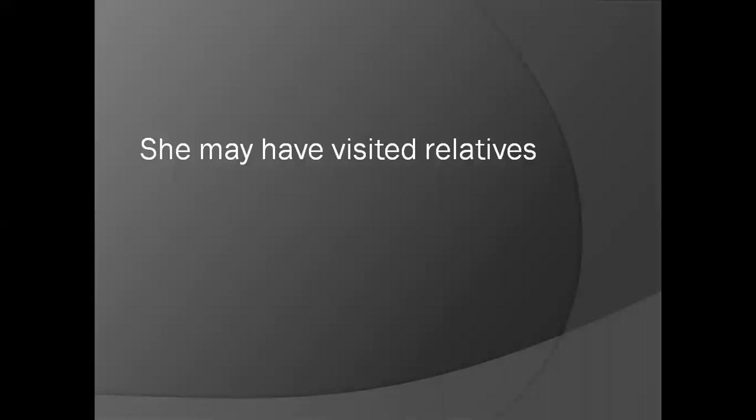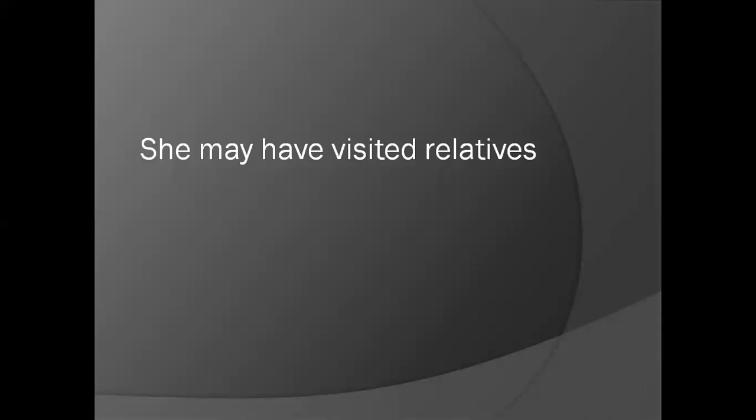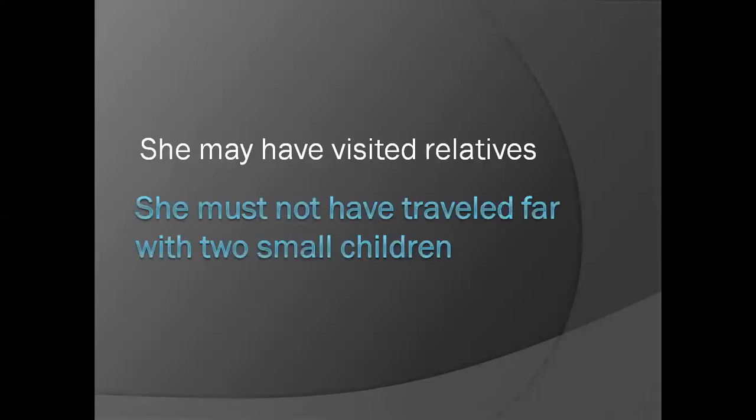Look at the question carefully. Where did Angela visit? Can you guess? So she has already visited some place in the past, and now you have to make a guess. When you're making a guess, you may answer it like this: she may have visited relatives. So may is used here to talk about a guess. She must not have traveled far with two small children. This is another guess that you're making.